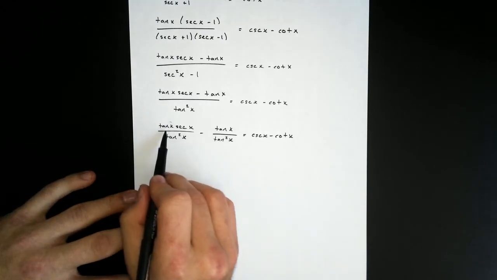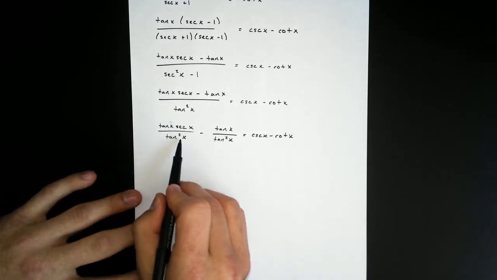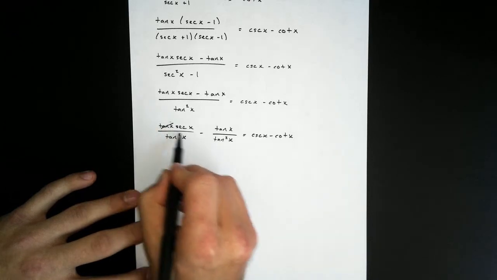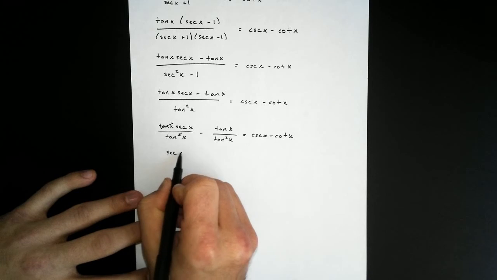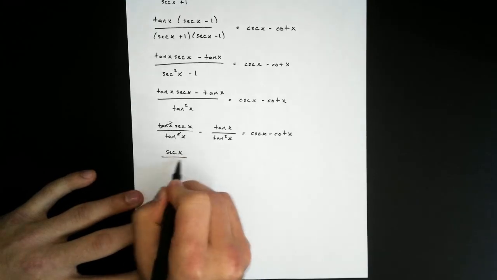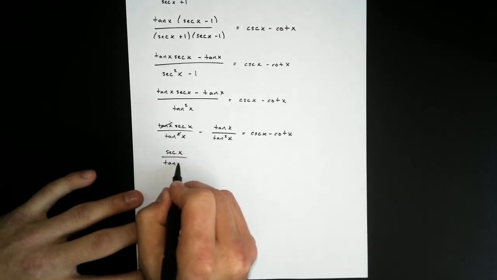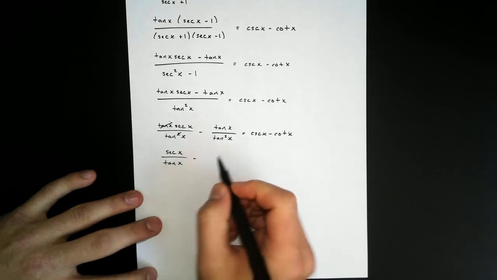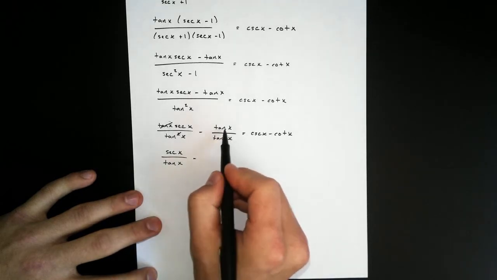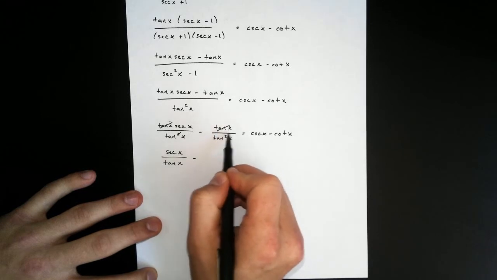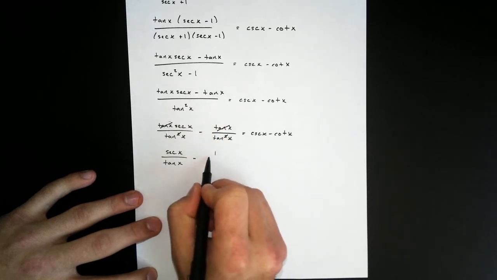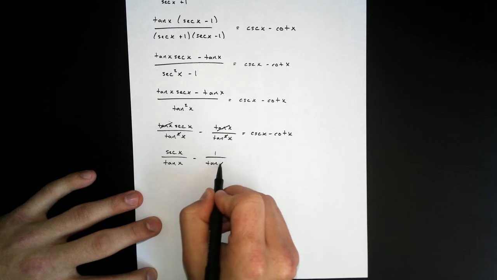We have one tangent in the numerator. We have two tangents in the denominator, so one of these will simplify. So that leaves us with secant of x over 1 tangent of x. Same thing in this second fraction. We have one tangent in the numerator. We have two of them in the denominator, so this will simplify to 1 over the tangent of x.